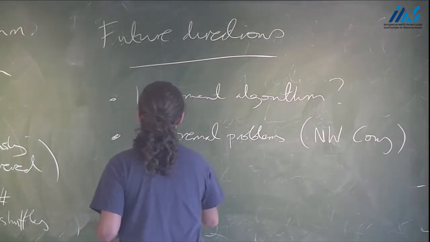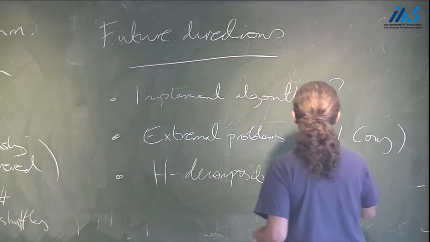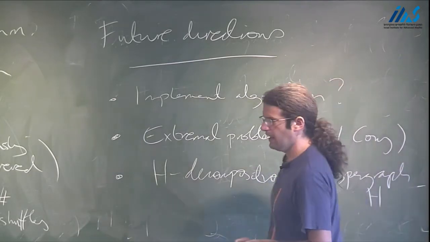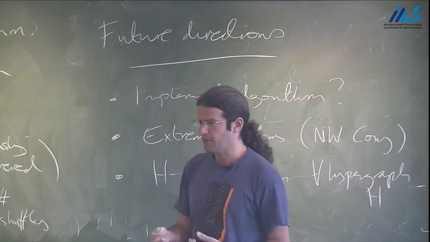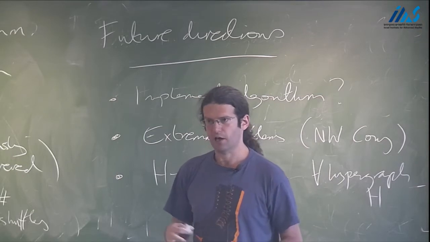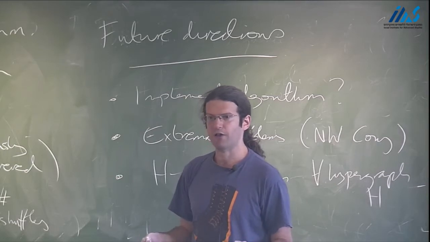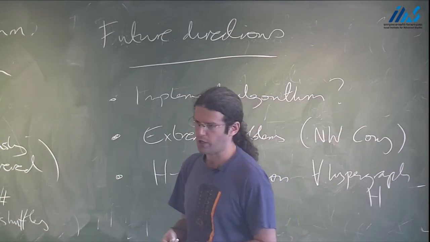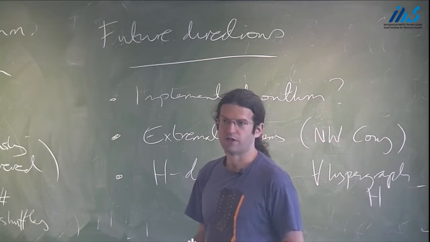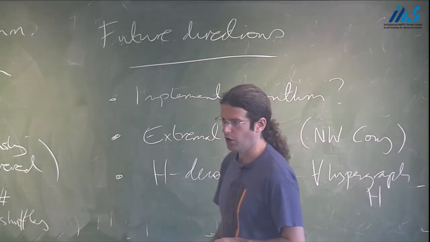Then there are H-decompositions for any hypergraph H. I said that Steiner systems are about decomposing complete hypergraphs into other complete hypergraphs. And I've been talking about decomposing arbitrary hypergraphs into complete hypergraphs and then about decomposing graphs into triangles. But the general question, of course, is to decompose arbitrary hypergraphs into copies of some other fixed hypergraph, or maybe several such. Here there are a lot of results for graphs.